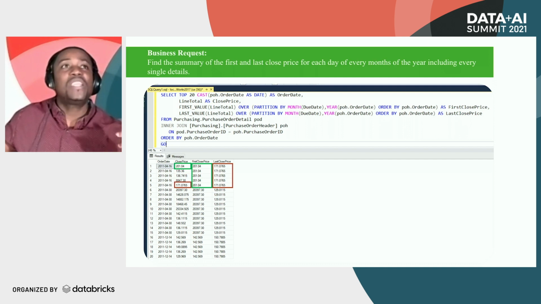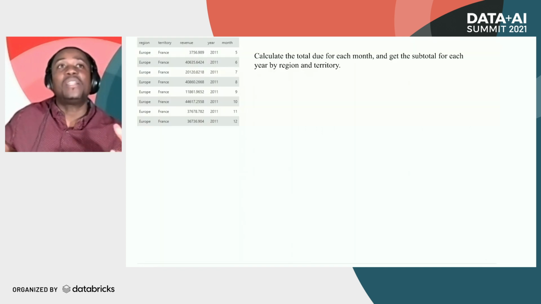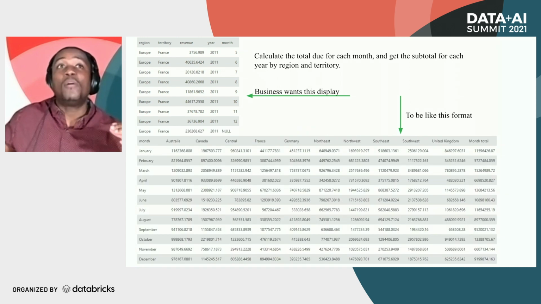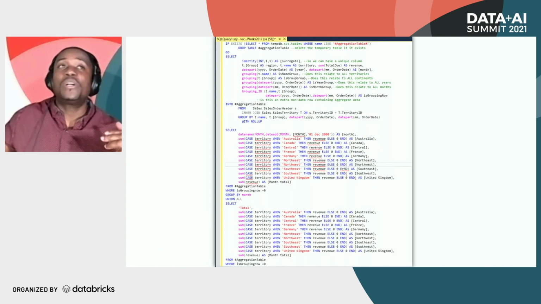So let's say you have this data and the goal is that the business wants this data to look this way. They need it to be calculated for each month and get the subtotal for each year by region and territory. How would you do that? This is where you think in a kind of different way. We will use a case statement to make the magic happen.